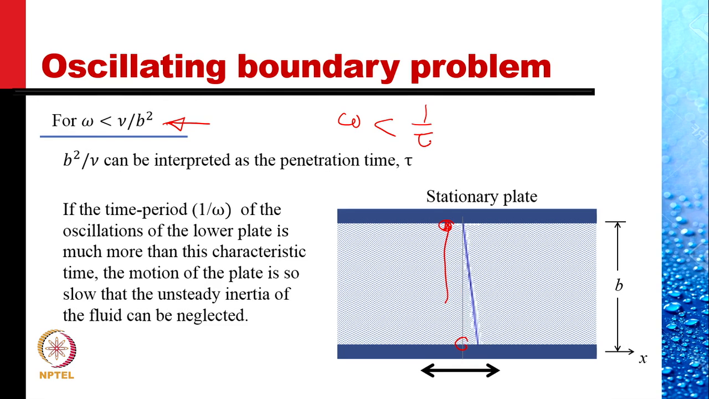In other words, if the time period 1 over omega of the oscillation of the lower plate is much more than this characteristic time, the motion of the plate is so slow that the unsteady inertia of the fluid can be neglected.